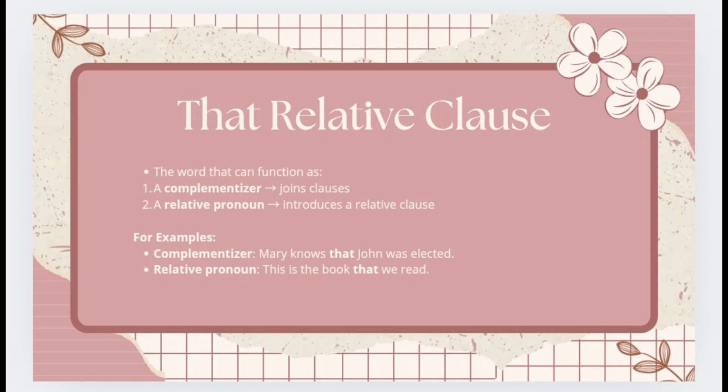Now that we understand subject relative clauses, let's move on to another closely related type, the that relative clauses. This one also modifies a noun, but it behaves slightly differently because of how the word that functions. The word that is special in English because it can serve two different functions. First, it can be a complementizer, which means it connects a clause to a verb. For example, Mary knows that John was elected. In this sentence, that introduces a new clause but doesn't describe a noun.